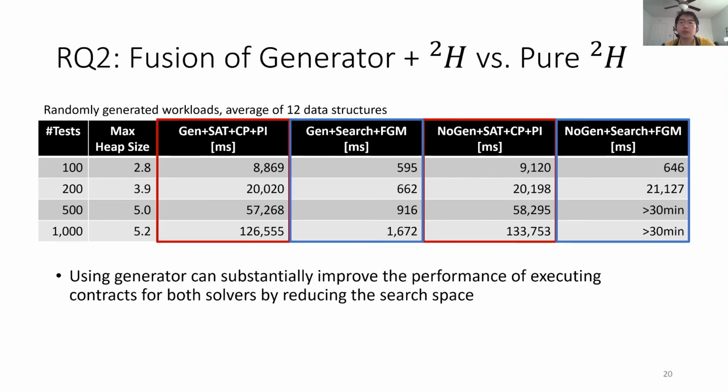Now comparing with generator versus without generator, specifically the two configurations in red boxes for the set-based solver and the 2 configurations in the blue boxes for the search-based solver, we can find that using the generator can substantially improve the performance for executing contracts for both solvers by reducing the search space.